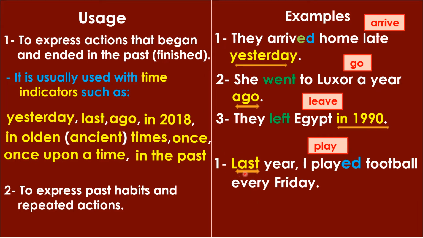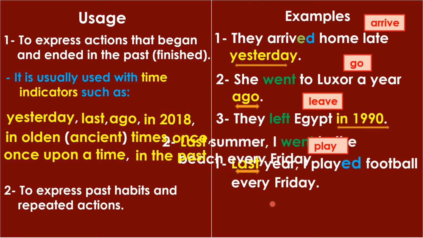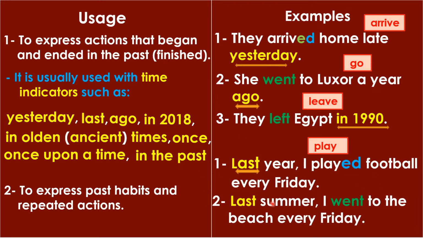last هي كلمة دالة على الزمن. لما نبص للجملة دي last year I played football every Friday. This is a repeated action in the past. الجملة معناها السنة اللي فاتت كنت بلعب كرة كل يوم جمعة. اوكي، فهذا معناها ان هذه كانت عادة في الماضي، كانت متكررة في الماضي. Let's have a look at another example. Last summer I went to the beach every Friday.